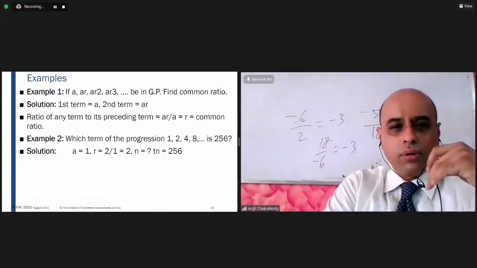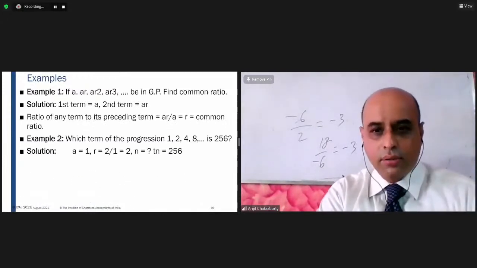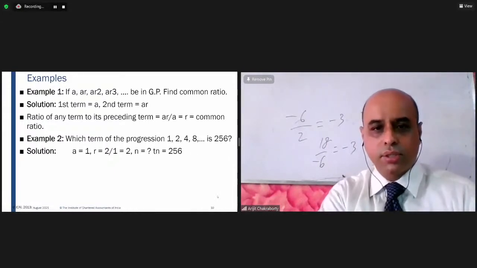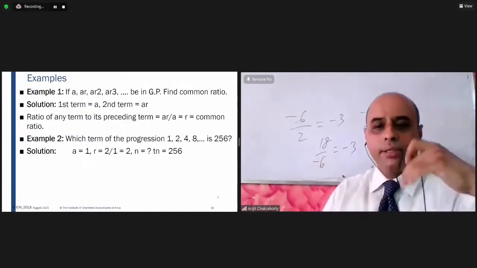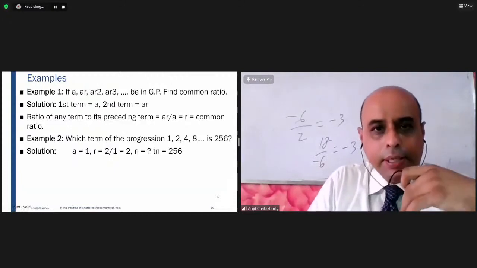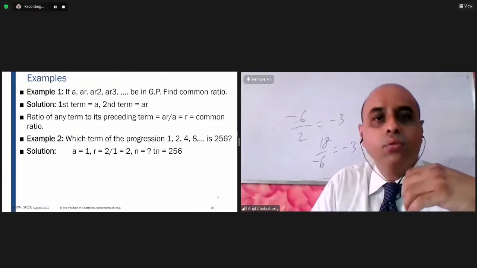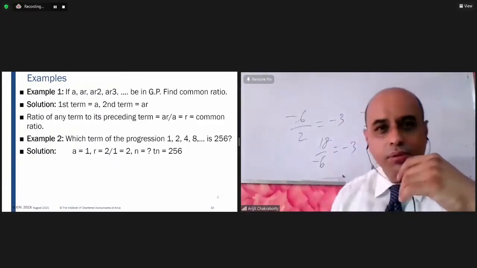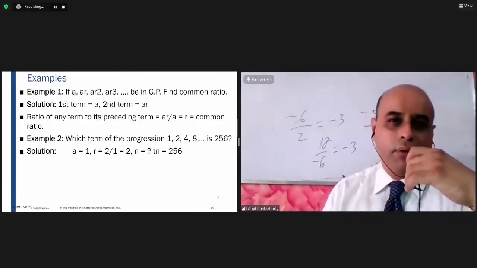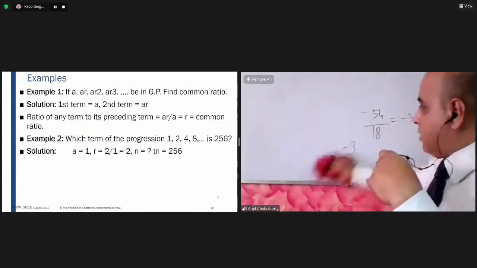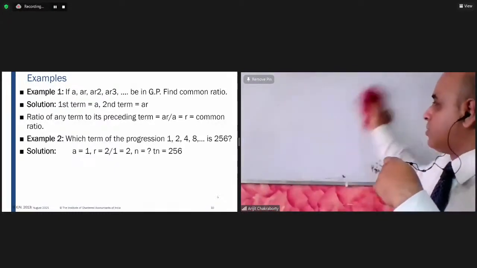Well, which term of the progression? Now we will look at some other examples. Which term of the progression 1, 2, 4, 8 is 256? Here we are given the nth term, which is 256. You have to find which term it is. So we will use the formula AR to the power n minus 1, and let us start solving the problems.